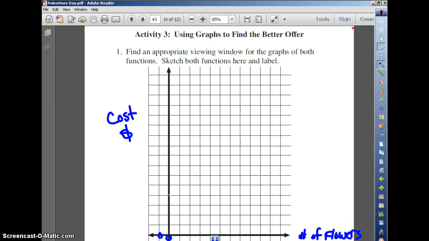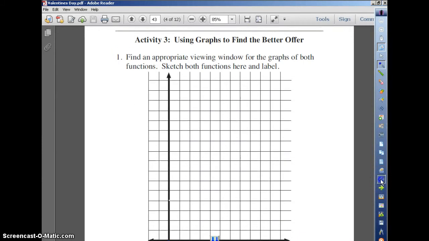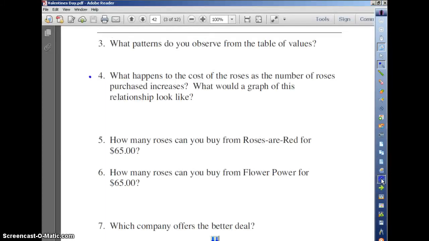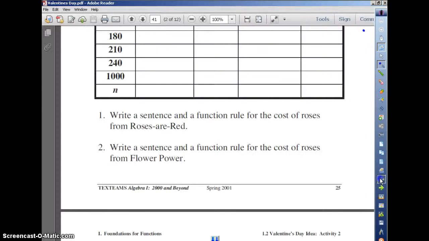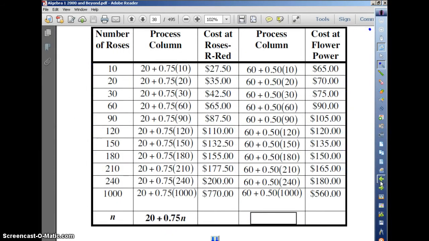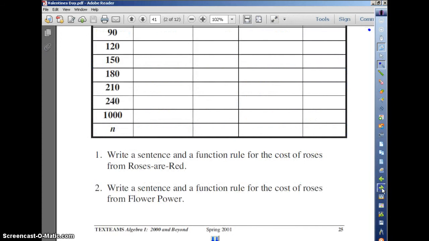Go back and look at your tables, okay? I want you to start with the first company, Roses Are Red. Let me look at that table. There's one data value, I think we're going to skip that 1,000. Let's just go from 0 up to 240 and see if we can graph that. Let's skip 2,000. That's a huge jump.